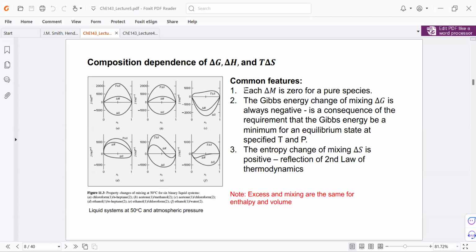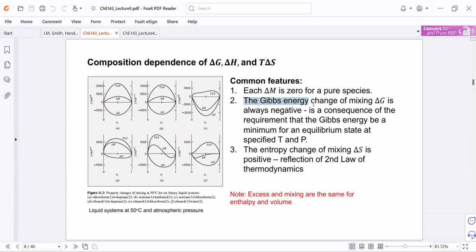Number one, each change in property is zero for a pure species. And as you can see, for delta G, delta H, and T delta S, they go to zero at both ends of the graph. So that means for pure species, the change in property is zero. That is true for all graphs, regardless of the type of binary system or the species in the binary system.